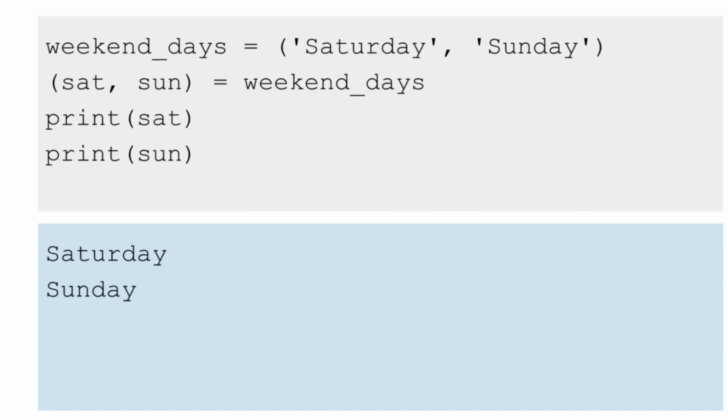You can use tuples to assign values to multiple variables at once. In the example on your screen, the variables sat and sun are assigned the weekend days from the weekend days tuple. We print out the contents of each variable to demonstrate that this method does indeed work. The sat variable contains the Saturday string, and the sun variable contains the Sunday string.